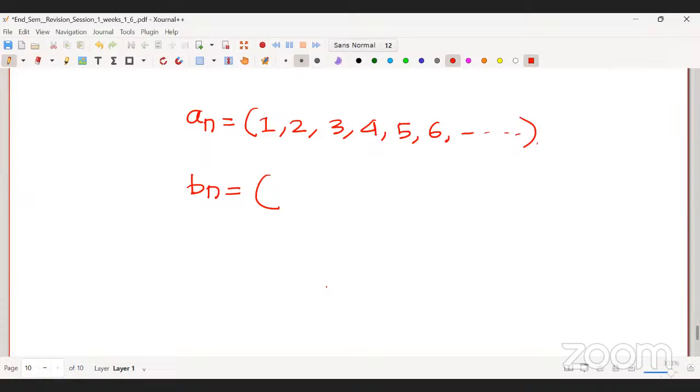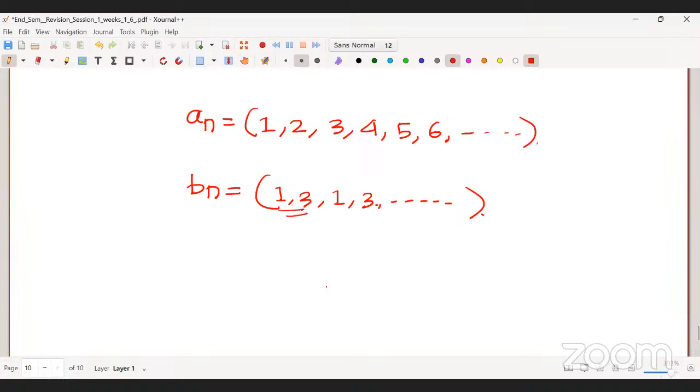B_n is equal to 1 for n odd. 1, 5, right? Like this. No, sir, 1, 3, 1, 3. Okay, it doesn't matter. 1, 3, 1, 3.